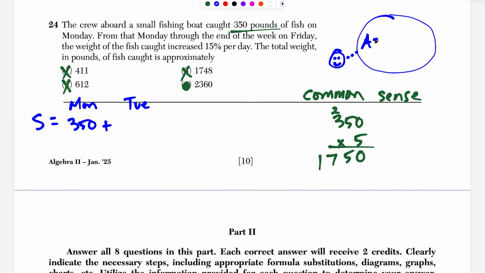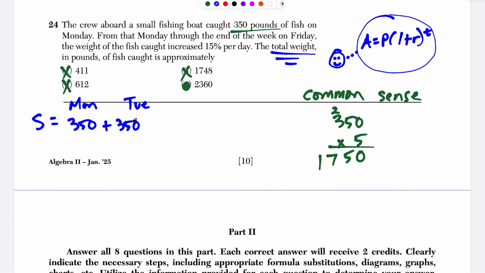A equals P times (1 plus r) to the t power. This formula is very dangerous because a lot of students are just going to find out how much was caught on the 5th day, and they're going to make that their answer. But they're saying how much fish was caught in total. We're looking for the total weight. So that means we have to add up the amount caught each day.